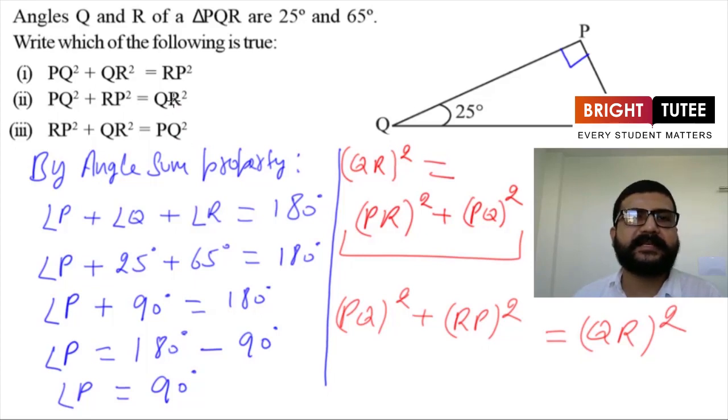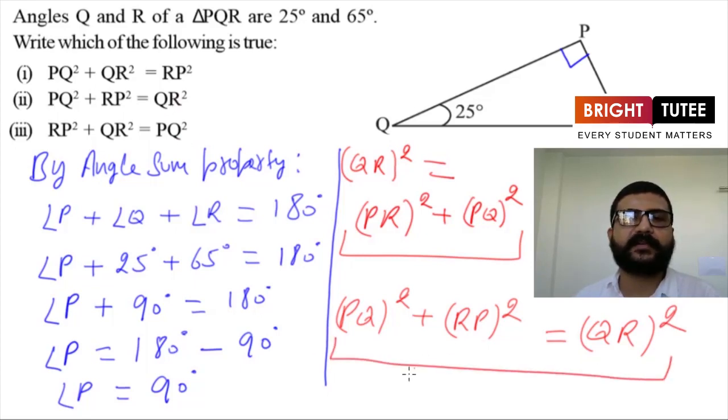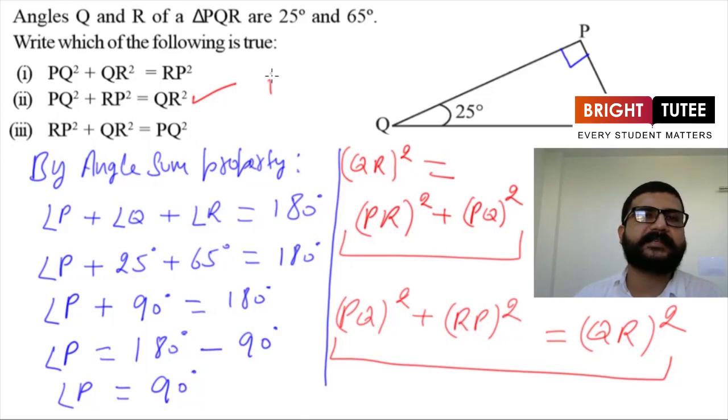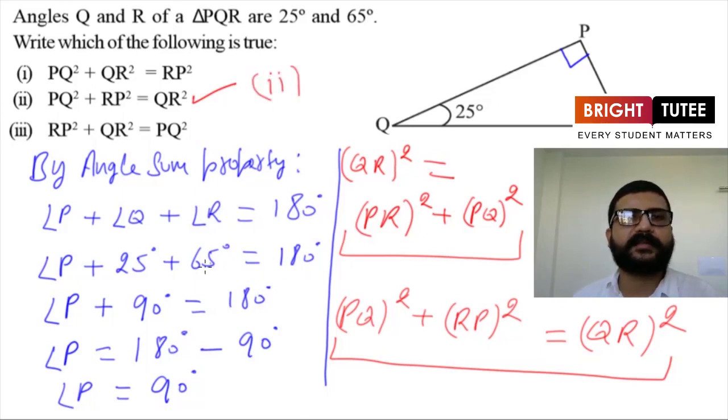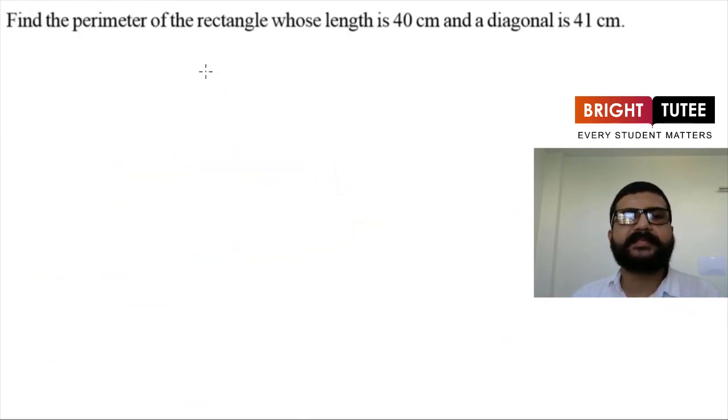Now see the second statement and the equation which we are getting using Pythagoras theorem. They both are same. So it means this statement is true. The second statement is true statement. What about others? Are they true? No, they are not true. Now here is the next question.